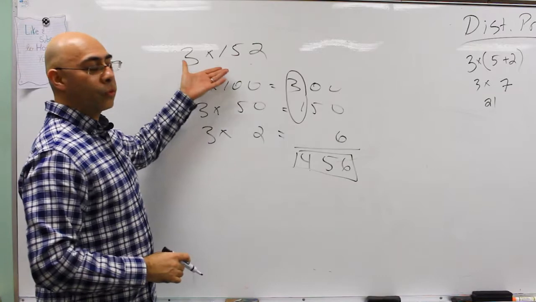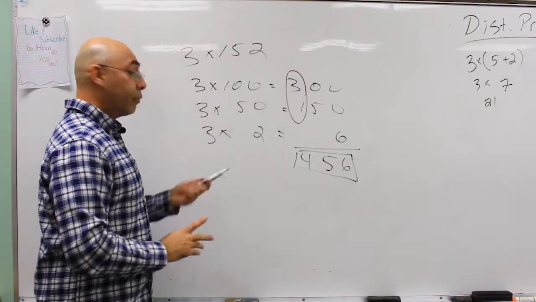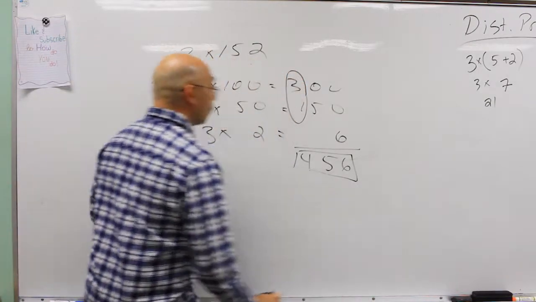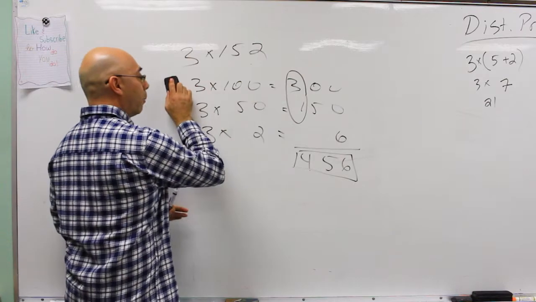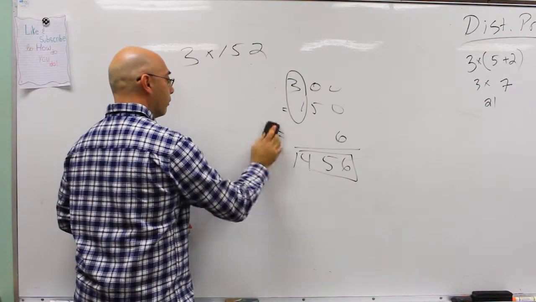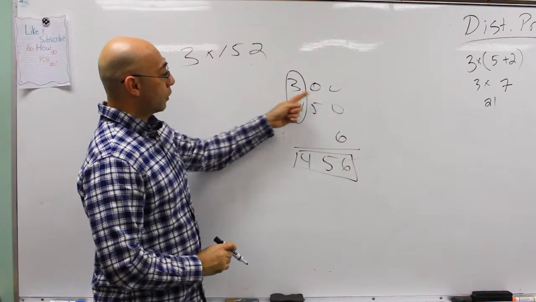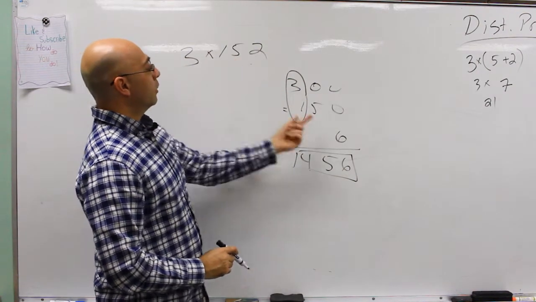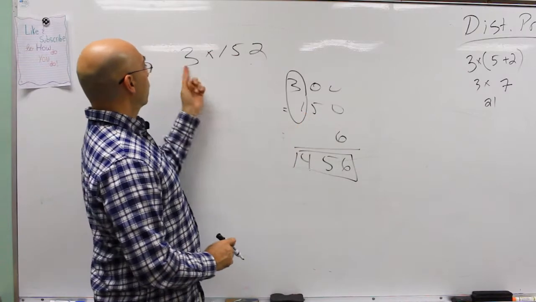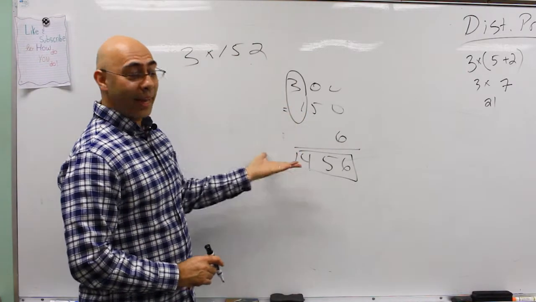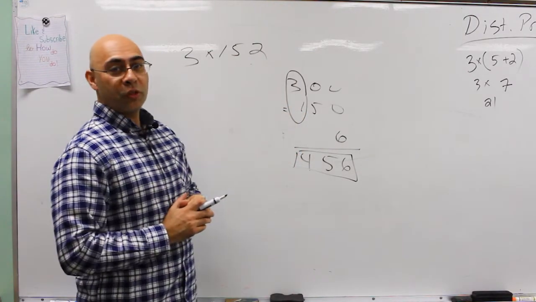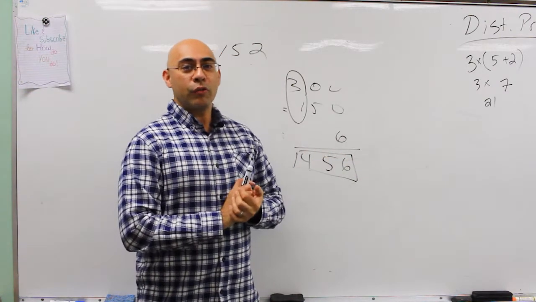So this is a nice way to do some kind of mental math. If you're doing this in your head, you look at that problem, you don't have to write this down. You could basically think 3 times 100 is 300. 3 times 50 is 150. 3 times 2 is 6, and just write these down and add that up, and you've just used a distributive property. This was a great little review on distributive property.